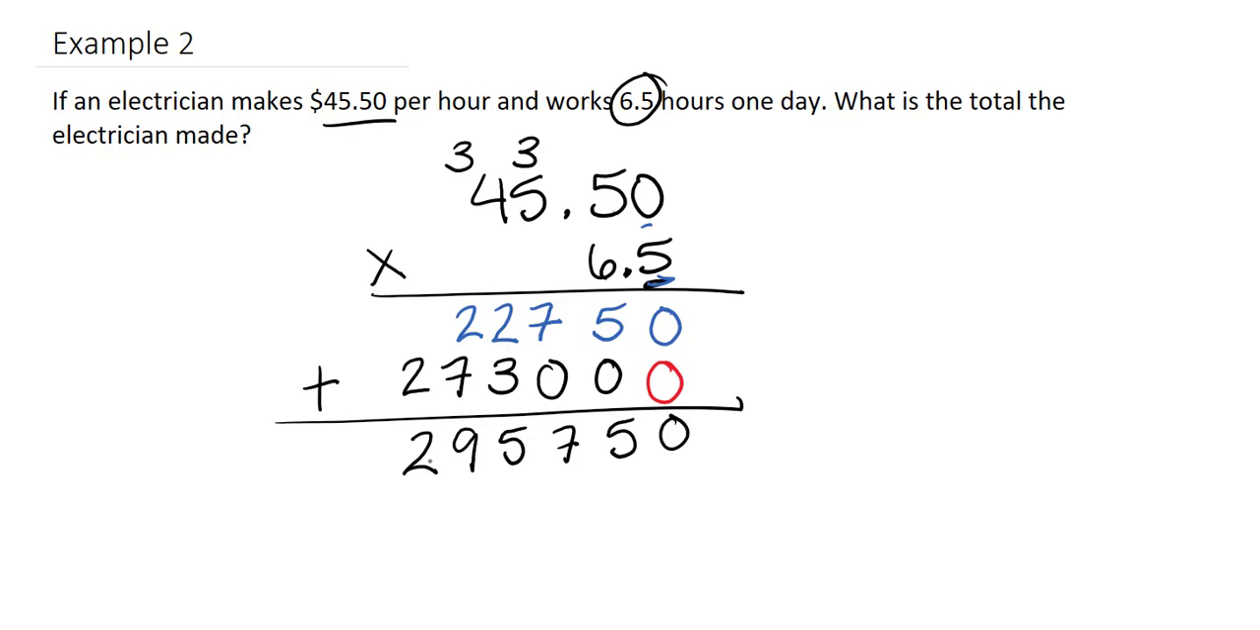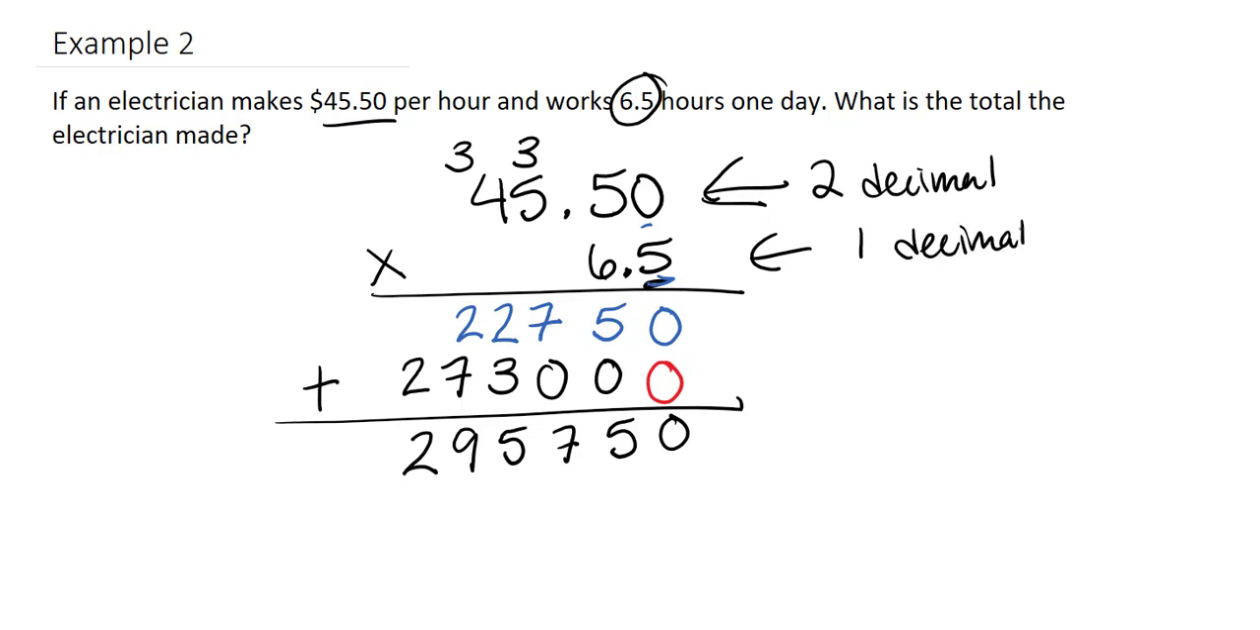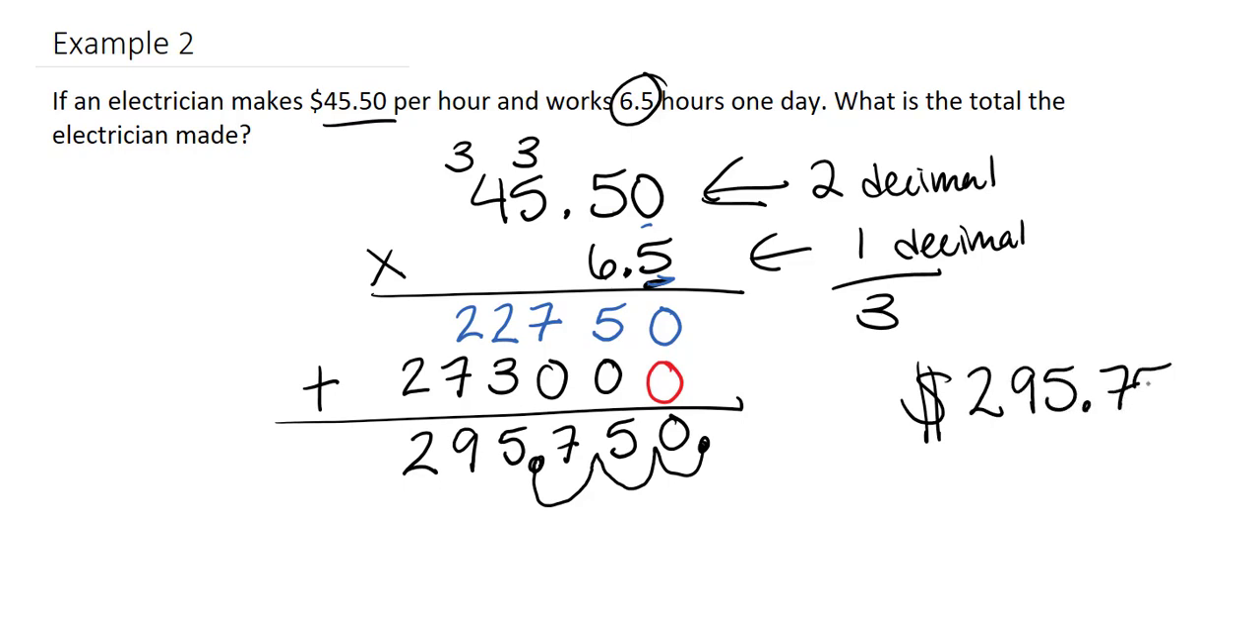Now we need to count the number of decimal place values. We have 2 decimal place values here and 1 decimal place value here. So together we have 3. Now we need to move our decimal over 3. So we start here, we move it over to the left. 1, 2, 3. And we stop right here. So we end up with $295.75.